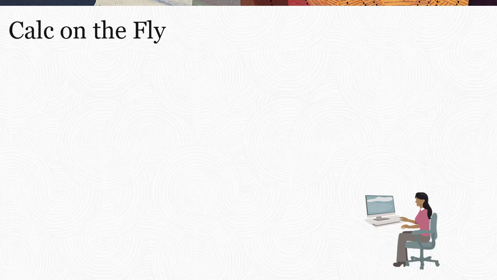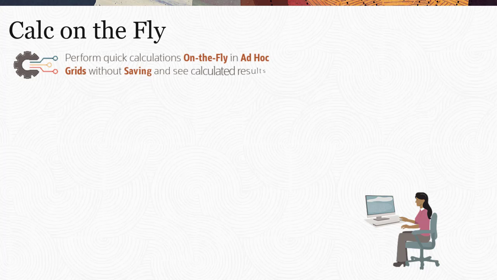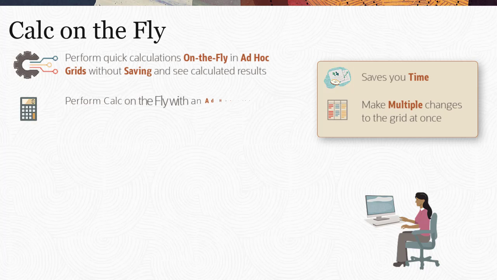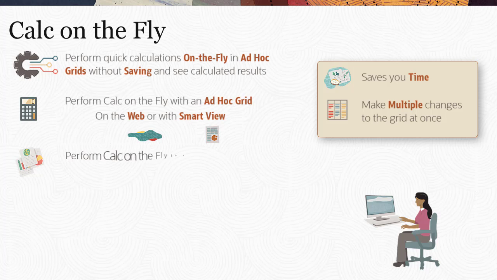You can perform quick calculations on the fly in ad hoc grids without having to save or submit the changes to see the results. This capability saves you time and allows you to make multiple changes to the grid at once. You can perform Calc on the fly with an ad hoc grid on the web or with SmartView in FreeForm apps, planning applications, and planning modules.